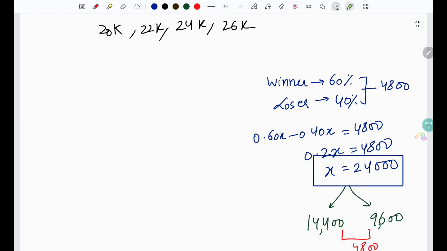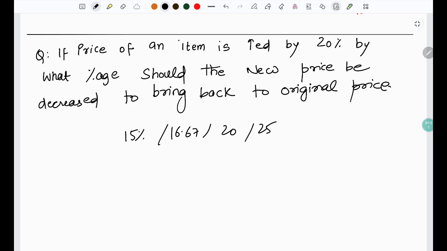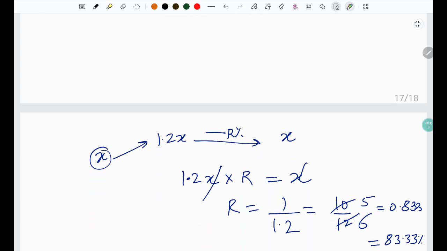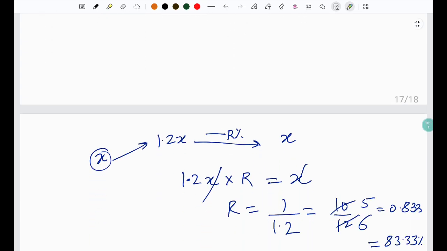Let's move on to the next question. So here we have another question which says that if the price of an item is increased by 20%, by what percentage should the new price be decreased to bring it back to the original price? So here are the options: 15%, 16.67%, 20 and 25. Let's see the two methods. First is, the question said that we increase the number by 20%, therefore the number would become from x to 1.2x.